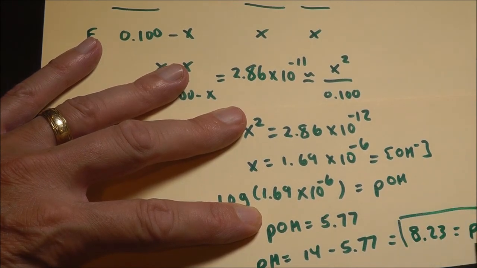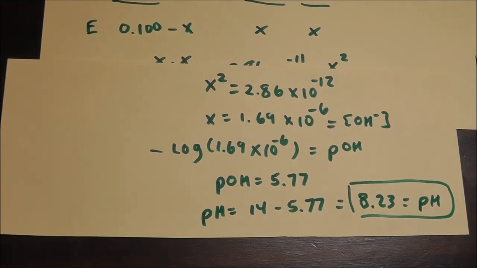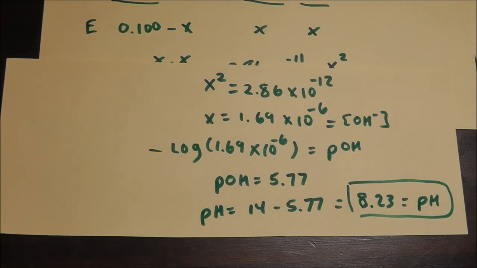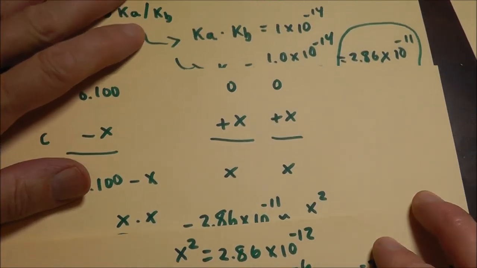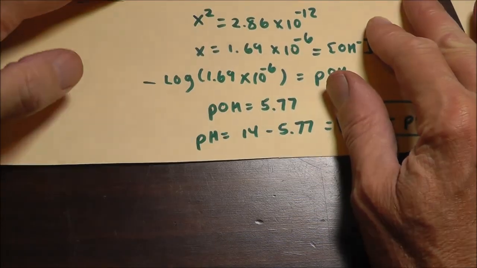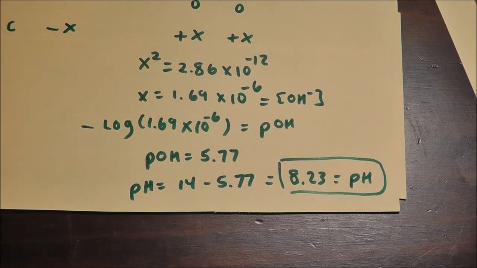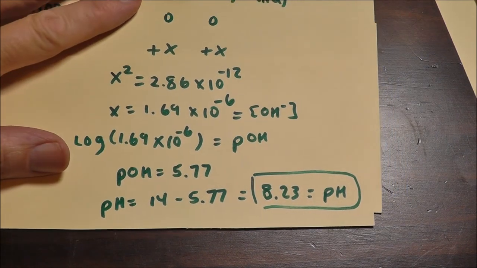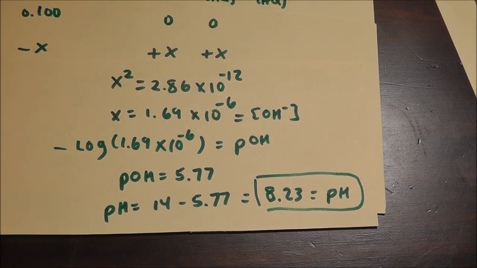So even that is kind of a wuss of a base because of its very small Kb. Once you calculate it, 2.86 times 10 to the minus 11, that's really small. But you still have something that's basic. It doesn't take much to nudge a pH past 7. And so you'd say, oh, well, that's kind of close to 7, isn't it? Nah, it's just one digit away. No, it's still 10 times greater.